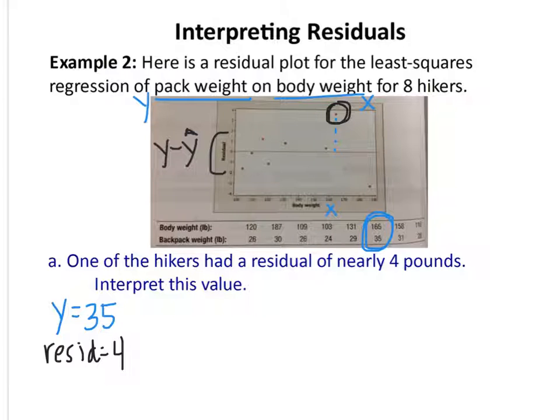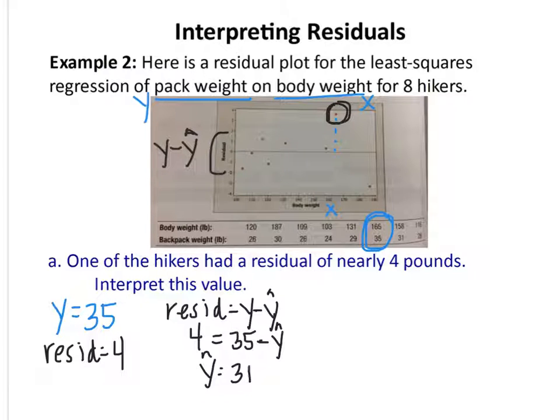If I think about my equation, the residual equals y minus y hat. 4 equals 35 minus y hat. And if I do the math, I get y hat equals 31. So this is saying we predicted that the backpack would weigh 31 pounds, but it actually weighed 35 pounds. So when I interpret this value, that's what I'm going to say.